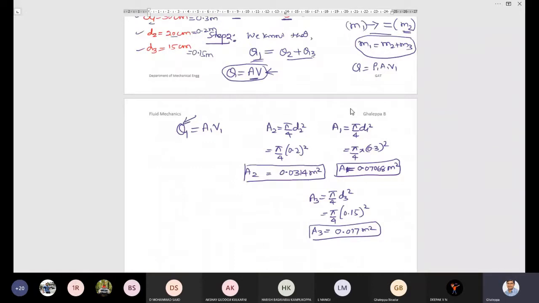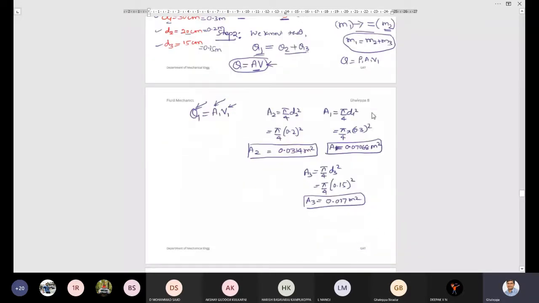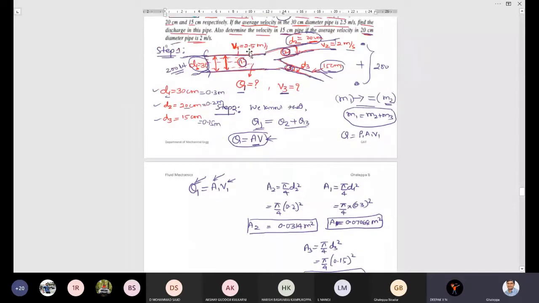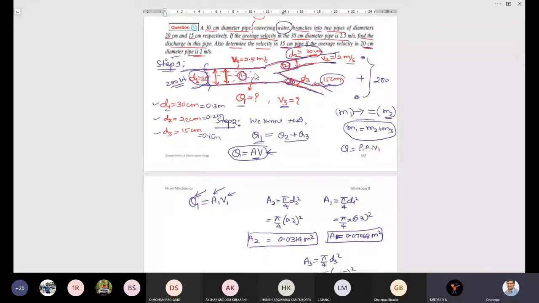So discharge 1 we don't know. Area 1 you have calculated, but velocity in the first pipe also we don't know. See here, velocity in the first pipe has been given. So V1 is equal to 2.5. What is the velocity in the second pipe? Velocity in the second pipe is 2 meter per second. Velocity in the third pipe is not given, he has asked to calculate it. So discharge in the first pipe is equal to A1, which you have calculated here.